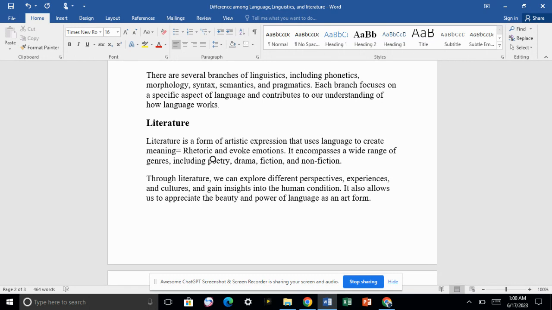We know about the living, how people live, and how they spend their lives. We know about all these things of people in different areas. It also allows us to appreciate the beauty and power of language as an art form. That's so impressive. With the help of literature, you can beautify a language.